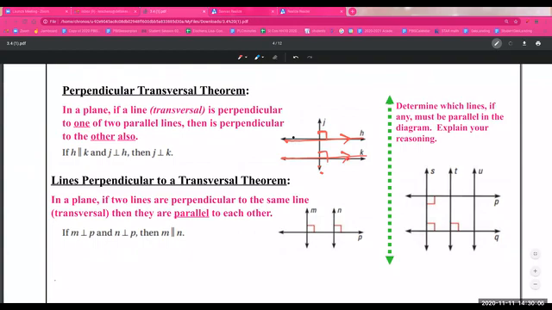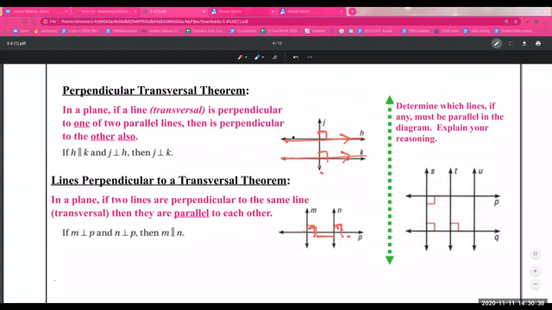The next theorem says in a plane, so remember in a plane, if two lines are perpendicular to the same line, then they are parallel to each other. So if we start out with having M and N, we just know they're lines, we're not told that they're parallel. But if there's a transversal that goes through, and it's perpendicular to both of the lines, M and N have to be parallel. Okay, so let's apply that.